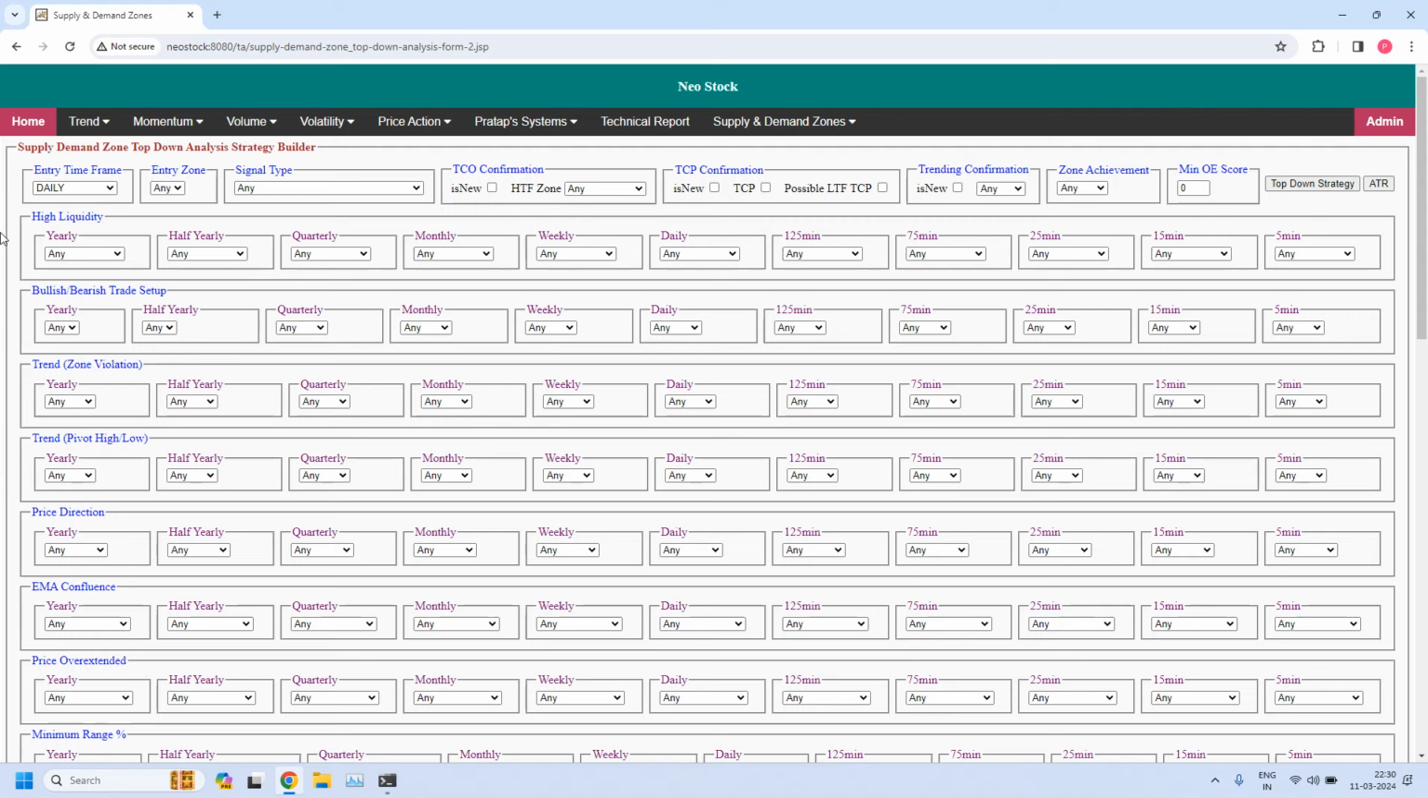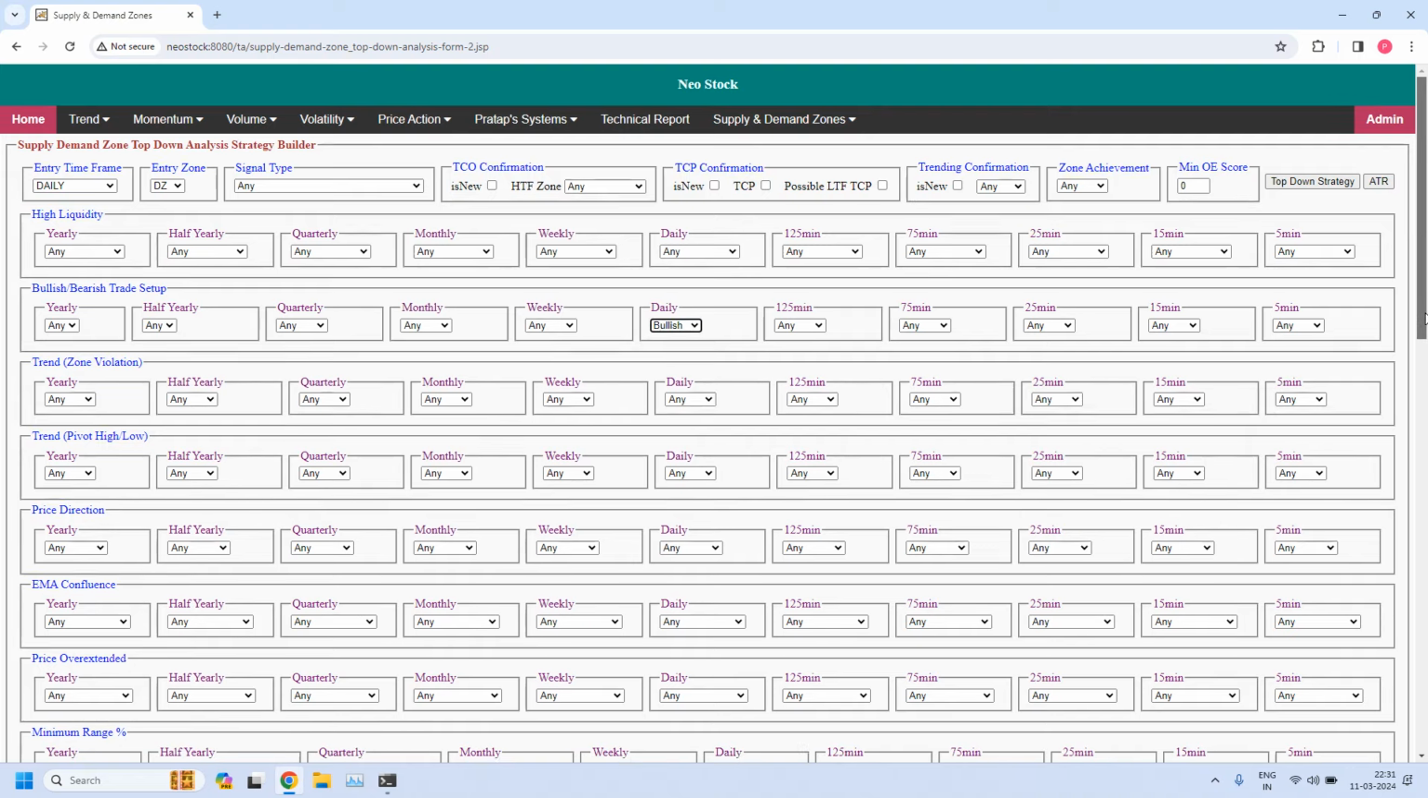Now let us generate the bullish trade setups for monthly income trade. For a bullish trade setup, monthly income trade, your entry time frame should be daily and the entry zone should be demand zone. In the parameter bullish or bearish trade setup, in daily time frame, I am selecting bullish. And also I need to add some filters.